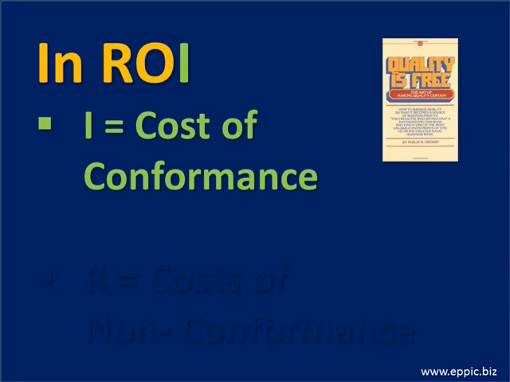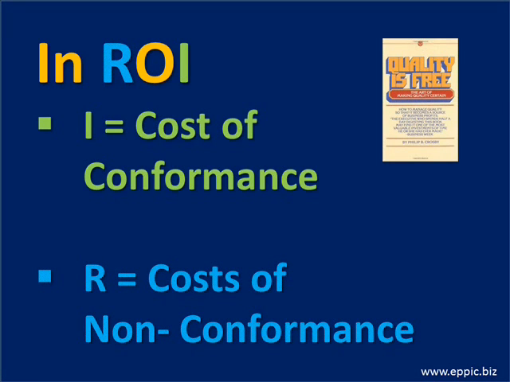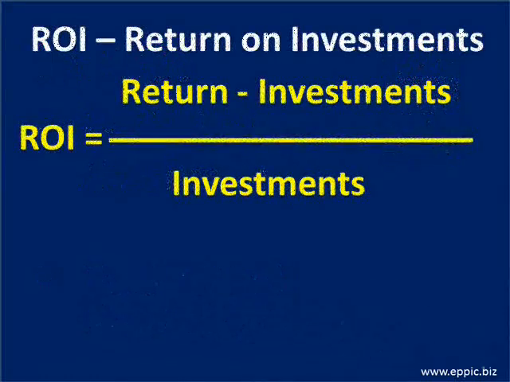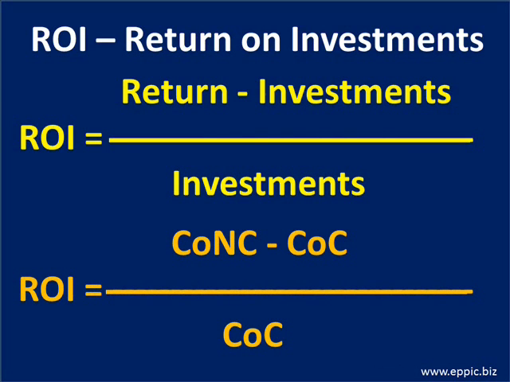In return on investment, the I, investment, is equivalent to the costs of conformance. The R, the returns, are the equivalent of the costs of nonconformance. If you make an investment to conform, you'll do away with those costs of nonconformance. Again, return on investments equals return minus the investment costs divided by the investment costs. That'll give you a return on investment ratio. Similarly, ROI can be calculated using the cost of nonconformance and the costs of conformance using this formula. Same thing.